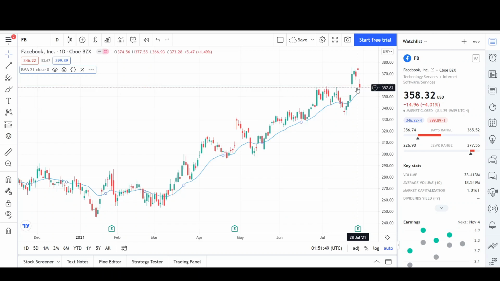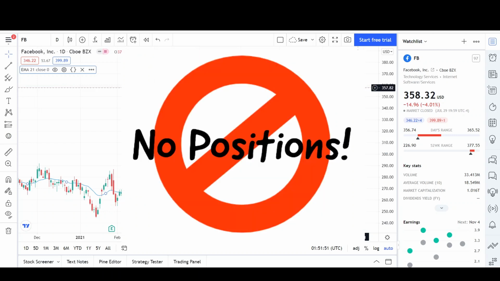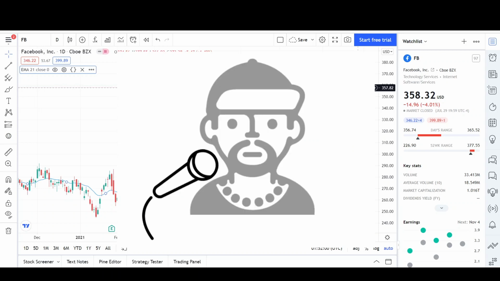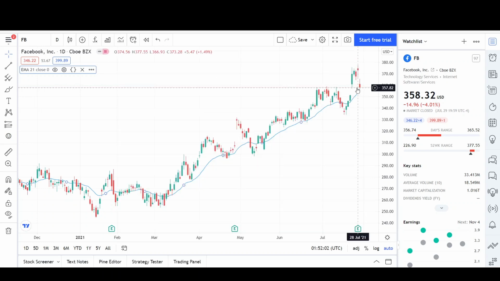Just a reminder that I have no positions in this company, so I'll give an unbiased viewpoint. We will start out the technical analysis by going over what I see on the daily chart and potential price targets. Then we will wrap it up by looking over the long-term pattern on the weekly chart.